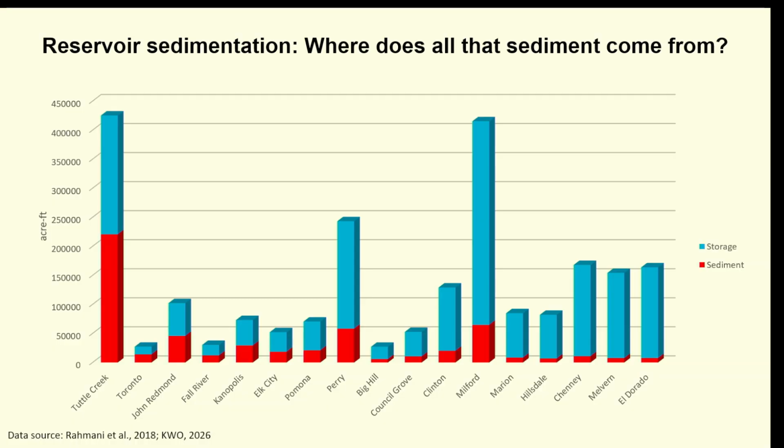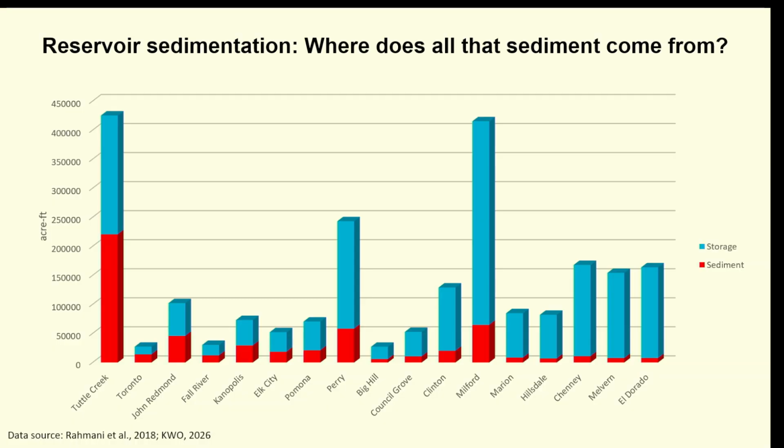So we're going to start off with a type of figure that most of you, if not all of you, should be familiar with. This is the reservoir storage. The height of the column is acre feet, and in red we see the loss in terms of reservoir sedimentation. These are ranked, so from left to right is most filled to least filled.